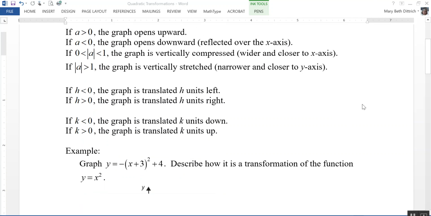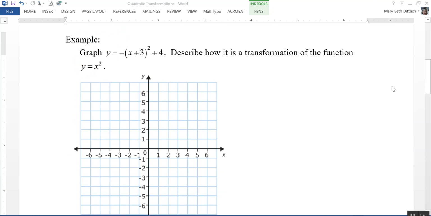So let's take a look at an example here. We need to graph the function y equals negative (x plus 3) squared plus 4 and describe how it's a transformation of the parent function y equals x squared. So looking at this, I notice a couple things. I notice that a is equal to negative 1. So that means that my graph is going to open downward and my vertex is going to be a maximum. So that means that this graph is going to be reflected over the x-axis.